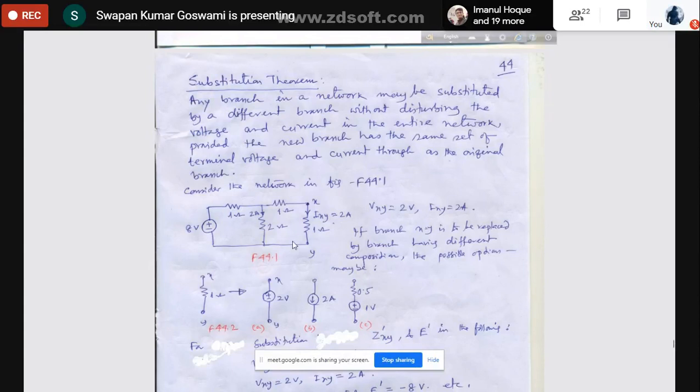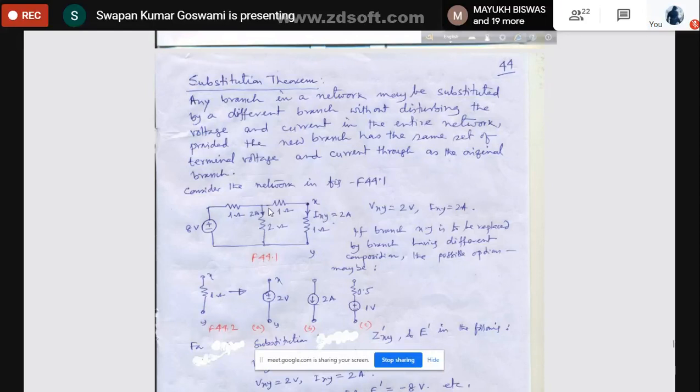Okay, now let us consider a simple example to make it more clear. Consider that we have a voltage source of 8 volt. In series, there is a 1 ohm resistance, and then there are two parallel branches. In one branch, there is a 2 ohm resistance.